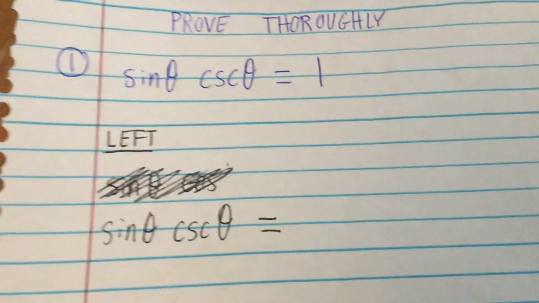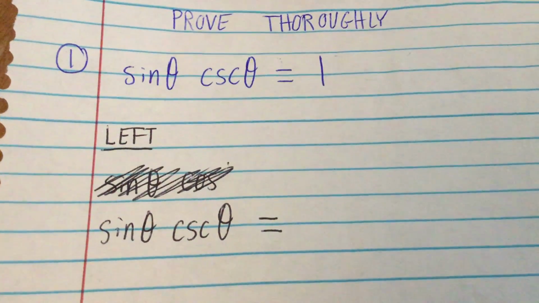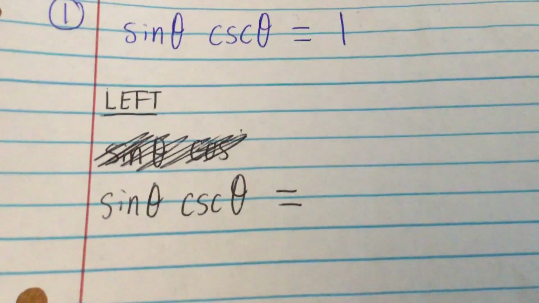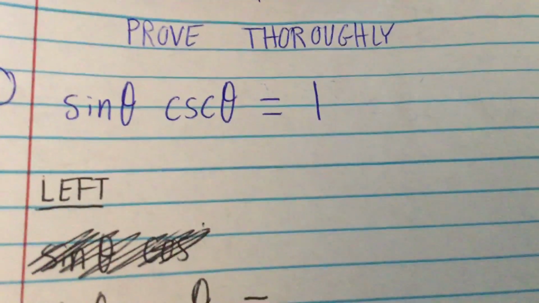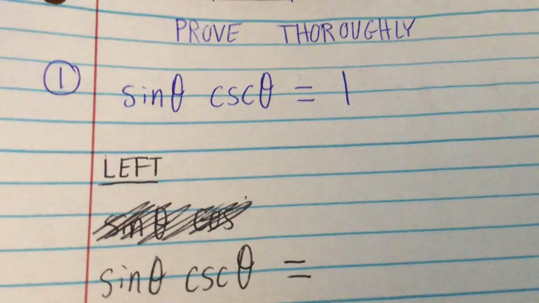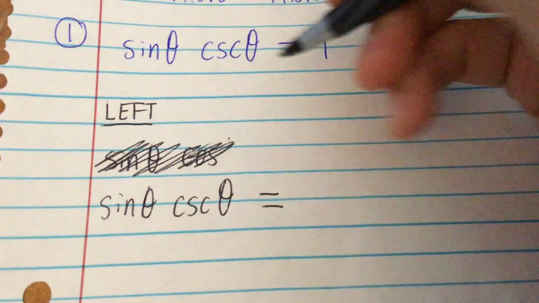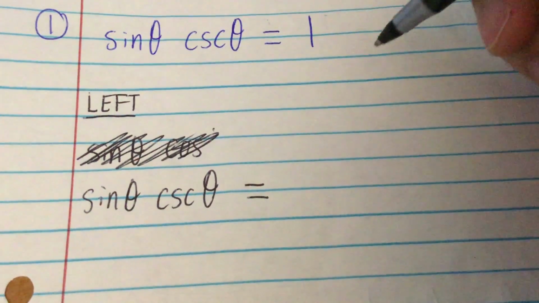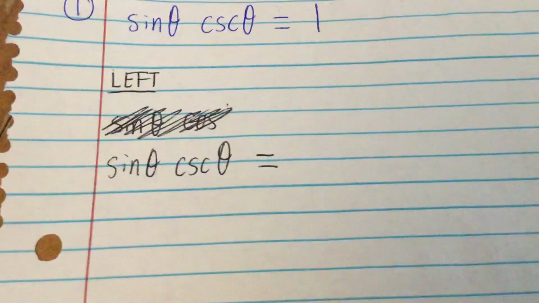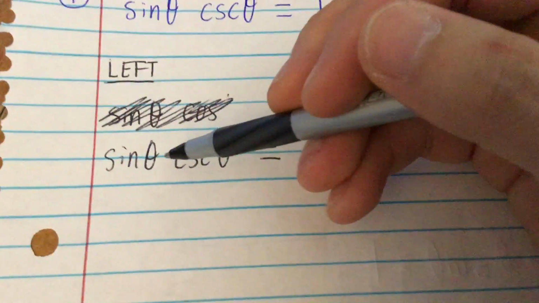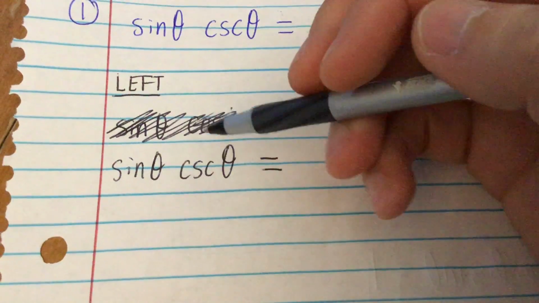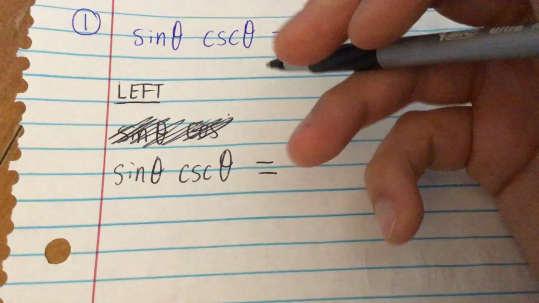So sine times cosecant is equal to 1. Well, we start with the left side. Is there anything that's going to help me prove that the left side equals 1? Note, you can't just plug in for any angle. Let's go with 30 degrees. So, well, sine of 30 times cosecant of 30 is equal to 1. Oh, that works. Note, show using the rules.